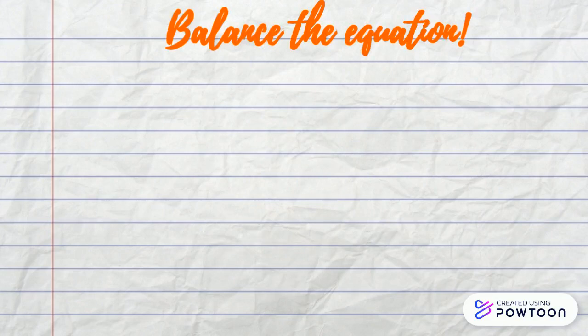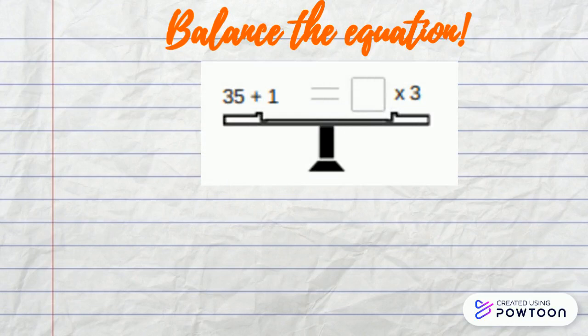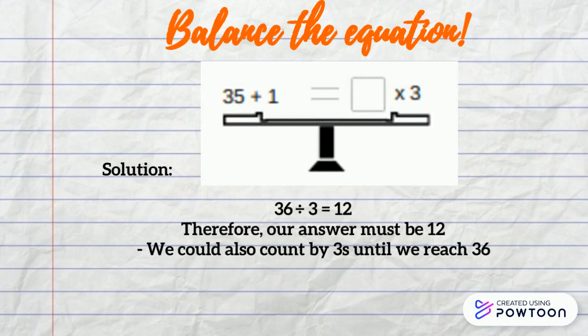So there are multiple ways that you might want to work out what our missing number is. Because multiplication and division have an inverse or opposite relationship, you could flip the equation to work out what the missing number is, like I have there. Or you could count by threes until you reach 36.